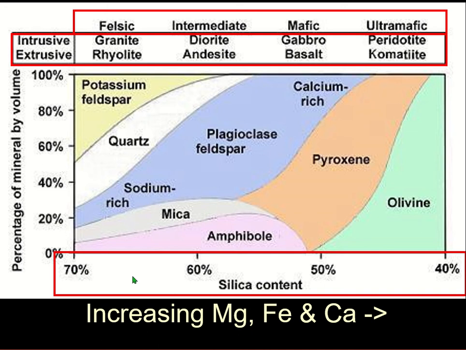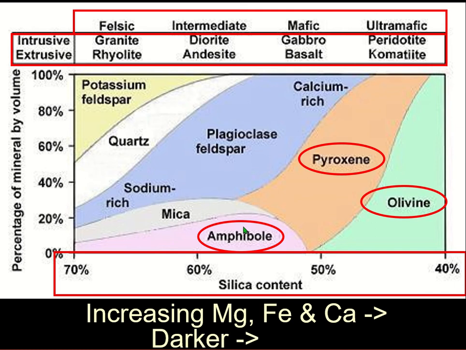So as the silica increases in this direction, we get increasing magnesium, iron, and calcium. And you'll see that in these ferromagnesian minerals. Olivine, pyroxene, and amphibole are all the ferromagnesian minerals, the dark minerals. And so as these increase in proportion, the rocks get darker, and so you'll have very pale-colored granitic rocks and very dark ultramafic rocks.